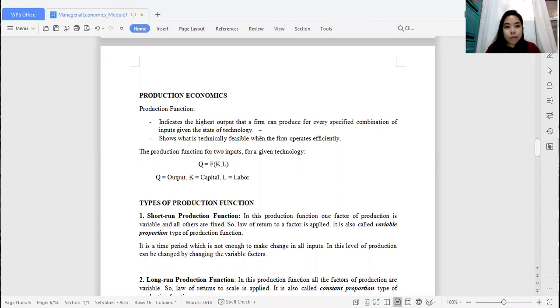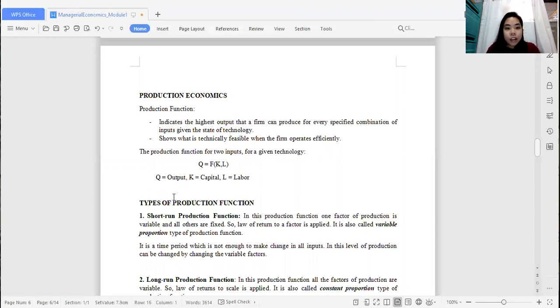So, I'll go first with production economics. We have here the production function. What is this production function? This indicates the highest output that a firm can produce for every specified combination of inputs given the state of technology. Here in the production function, you can see the highest level of output that can be produced with this combination of inputs.